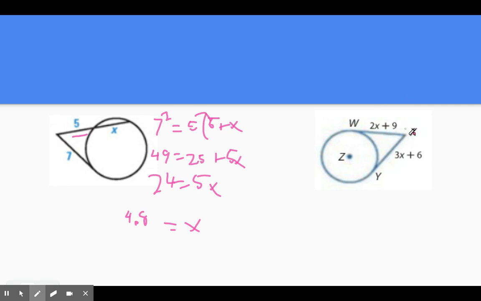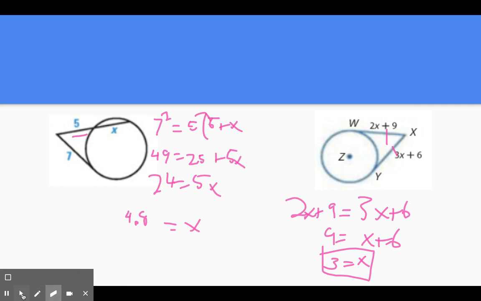And then if you have 2 tangents, they're congruent to each other. So that means 2x plus 9 must be equal and congruent to 3x plus 6. So that's how you set up your equation. You solve for x. Subtract 2x. 3x minus 2x gives you x plus 6. We have 9. Subtract 6. We end up with x is equal to 3.